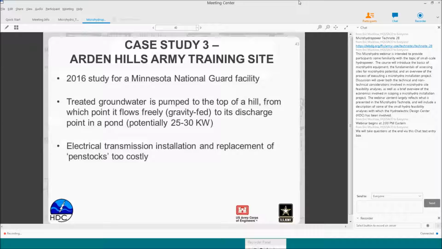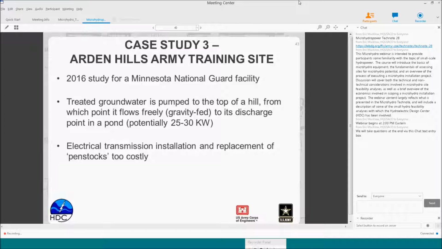Similarly, this is another site that did not quite pan out, but under slightly different circumstances, it could have been a very viable microhydro site. This is a Minnesota National Guard facility that has contaminated groundwater that it is required to treat. So it pumps that groundwater to a treatment facility, and then it's pumped again from that treatment facility across the distance to a point where it's discharged into a pond. The final run of that effluent through that outlet pipe is gravity fed, so it pumps it to the top of the hill, and then from that point it's gravity fed.